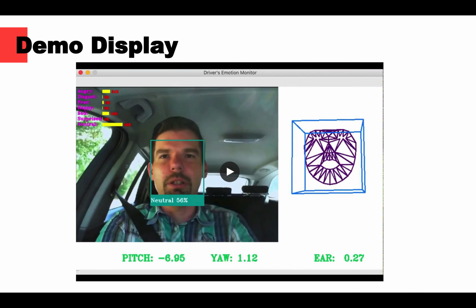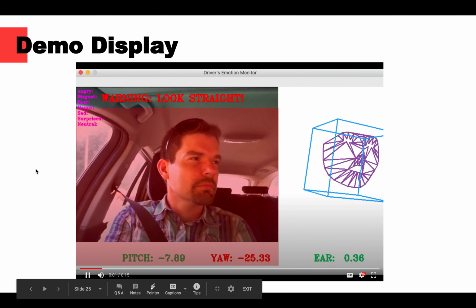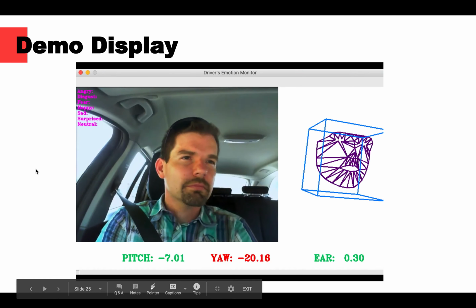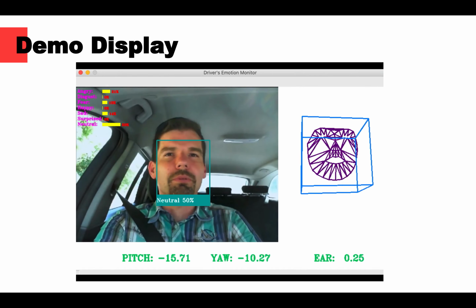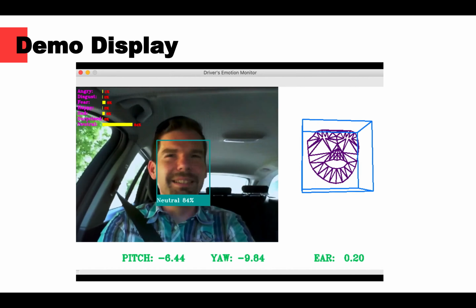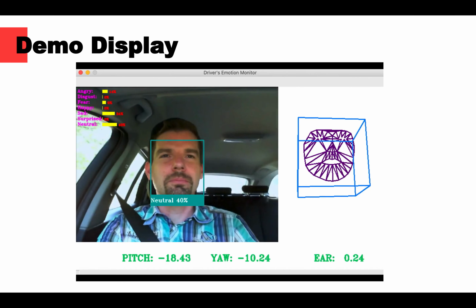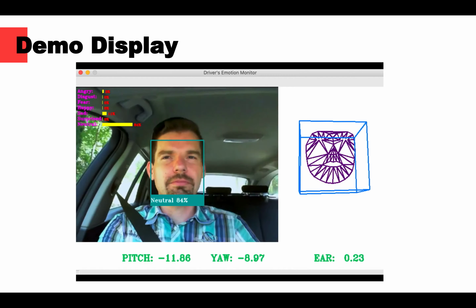The next demo is about the real driving environment. The driver's expressions can be analyzed in time, and when he looks around, there is also a voice alarm. Please look straight.